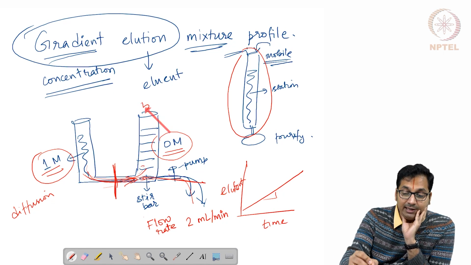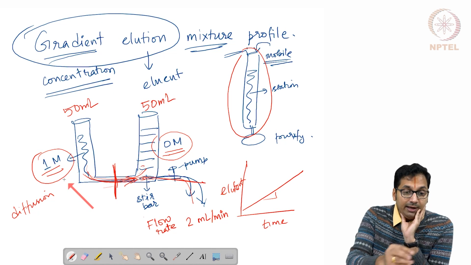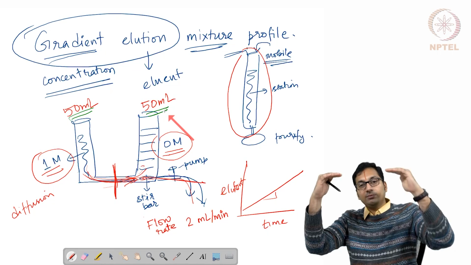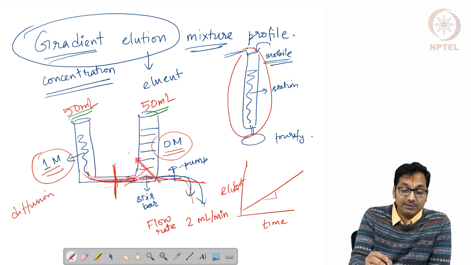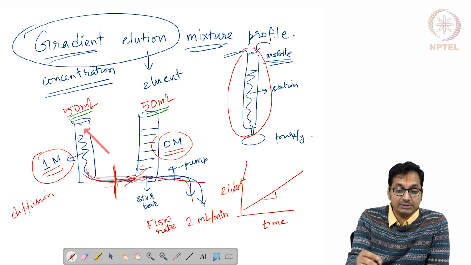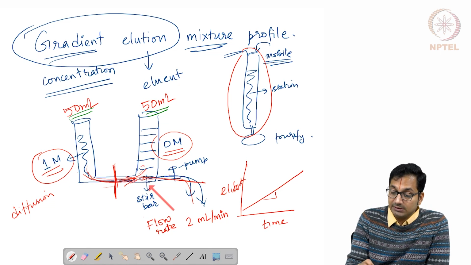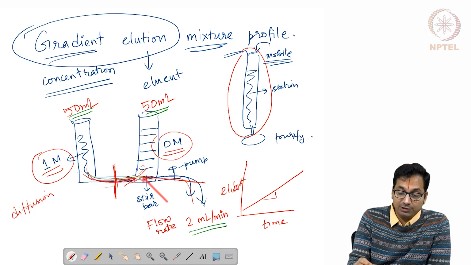Let's say this reservoir has 50 ml of 0 molar. This also has 50 ml of 1 molar. It's quite imperative to keep the volume constant, because if the volumes are unequal, water is going to flow from one to the other, and the flow is going to be quite different, although you have a pump here. So it's always advised to have the same volume. So when you open this up with this given flow rate, slowly solution is going to move in.